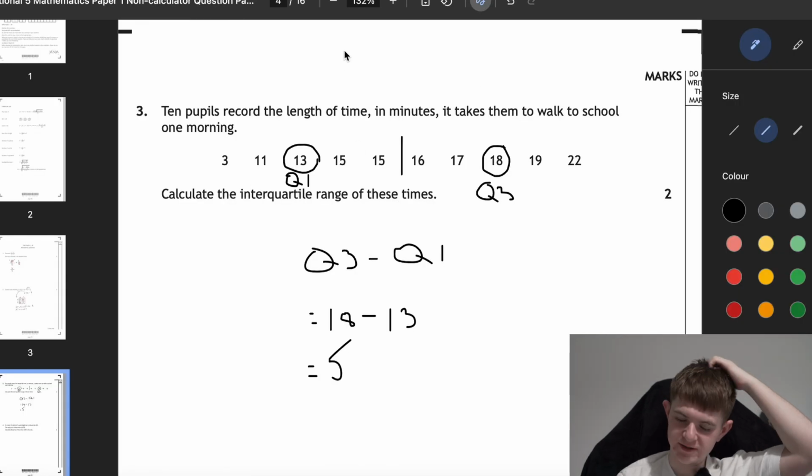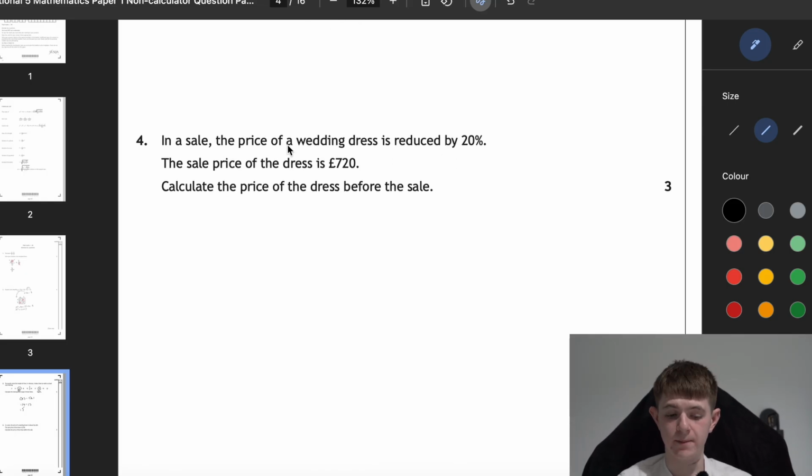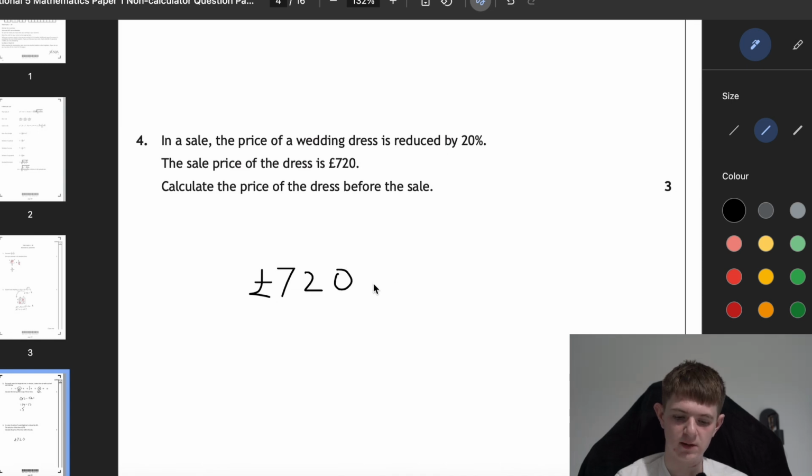Moving on, we got a wee percentage question, free marker. No bother for us. Let's rattle through this. In a sale, the price of a wedding dress is reduced by 20%. The sale price of a dress is £720. Calculate the price of the dress before the sale. So the sale price, after it's been reduced by 20%, is now £720. So I'm going to write in £720, and that's after it's been reduced by 20%. So that's 80% now of the original price.